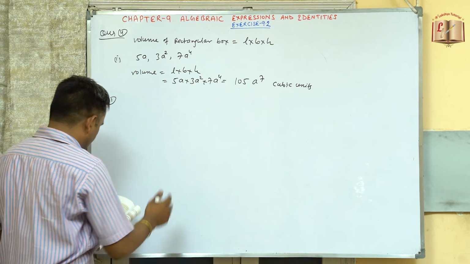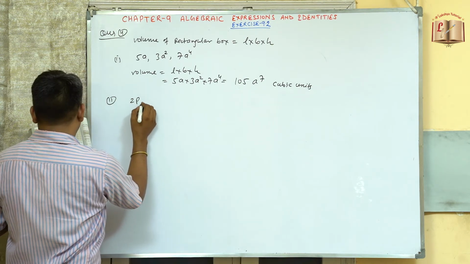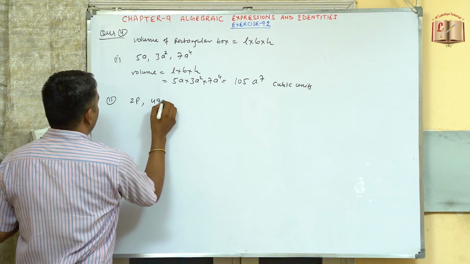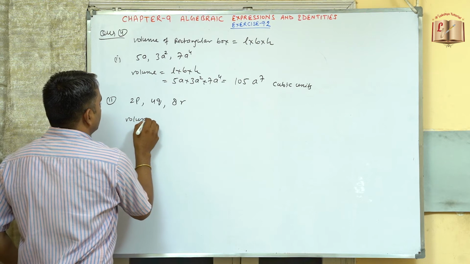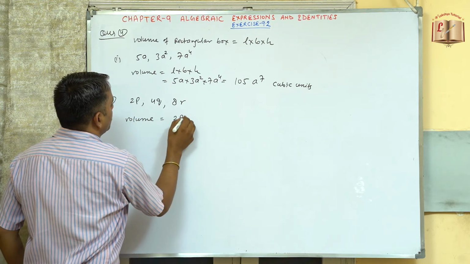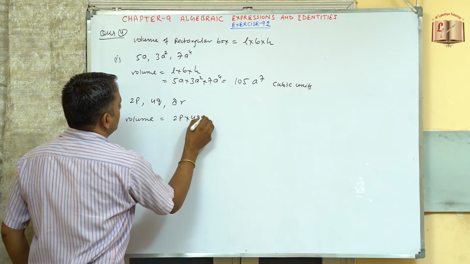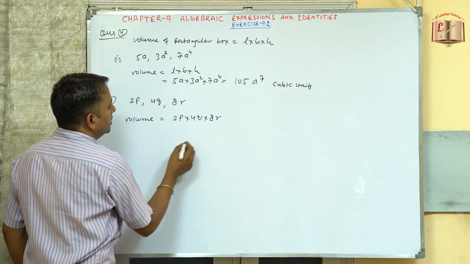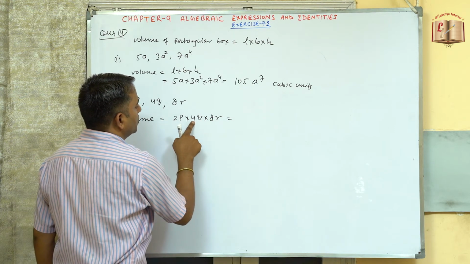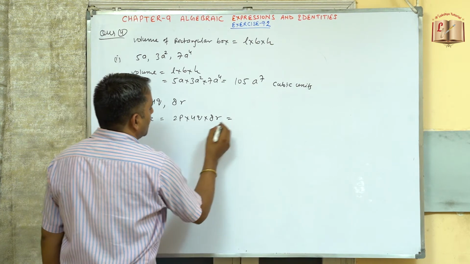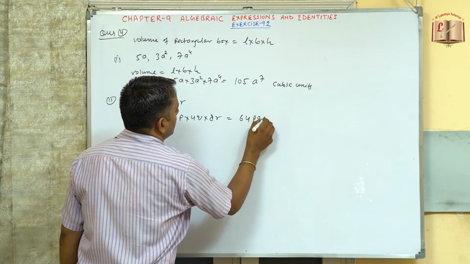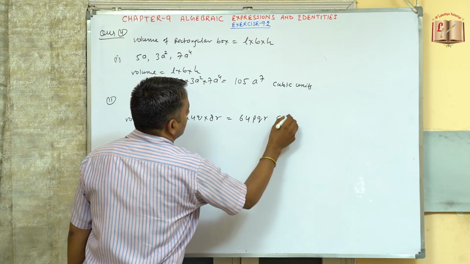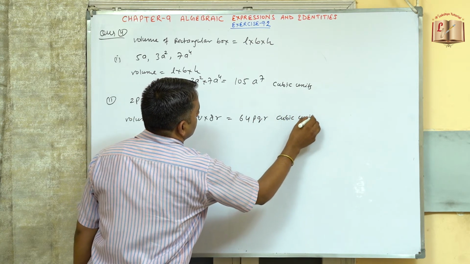Now coming to the second part, dimensions are 2p, 4q and 8r. So volume is equal to 2p into 4q into 8r. So this will be 2 into 4 is 8, 8 into 8 is 64, and this will be 64pqr cubic units.